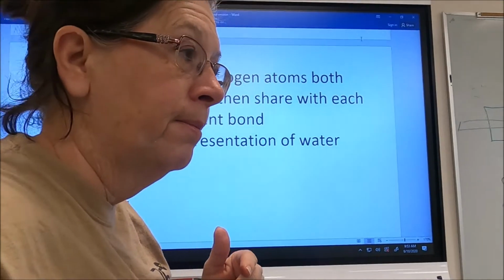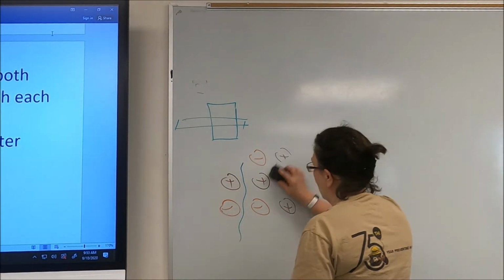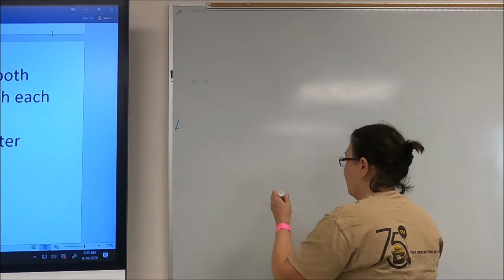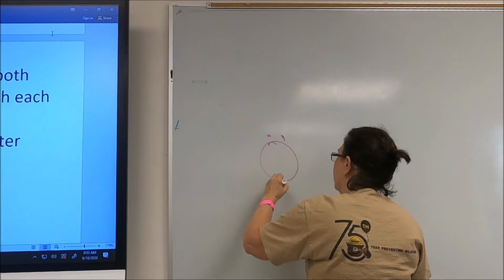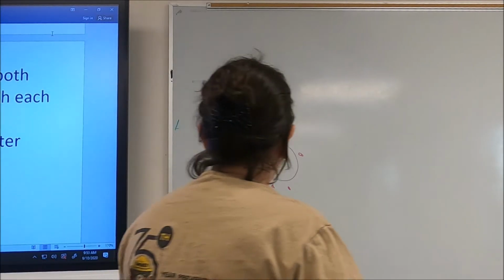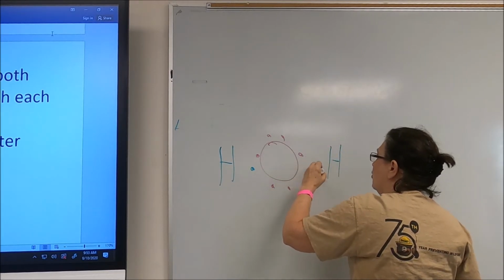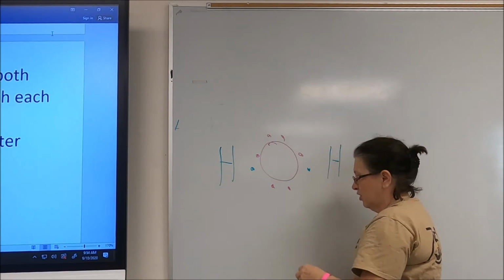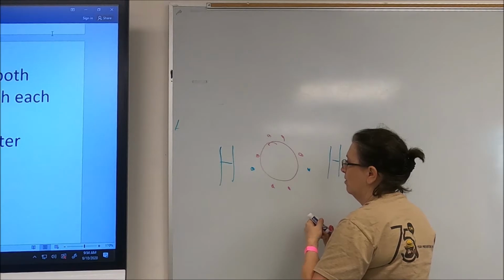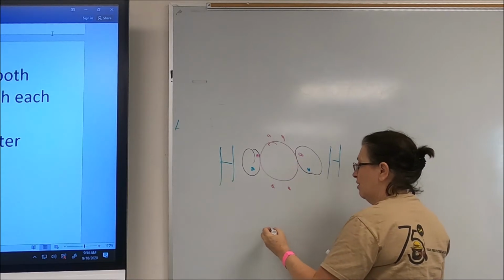Now let's look at water and we'll draw it for you. Here's a pictorial representation of water. We'll start off with an oxygen atom, and there's its six valence electrons. And here's a hydrogen atom with its one electron, and a hydrogen atom with its one electron. This oxygen then has made a bond with this hydrogen, and here are the electrons being shared between the two, and over here it's being shared.